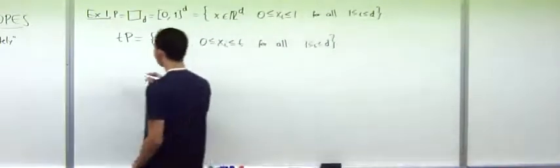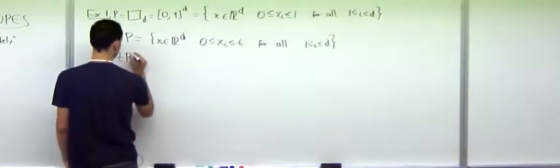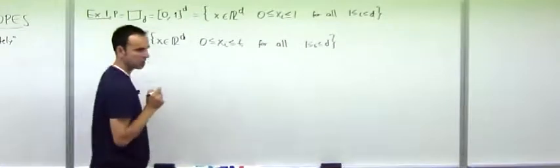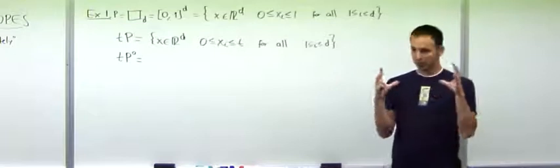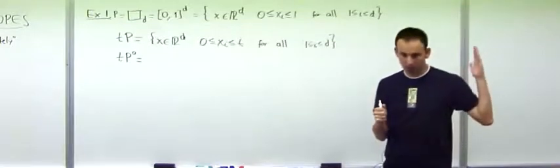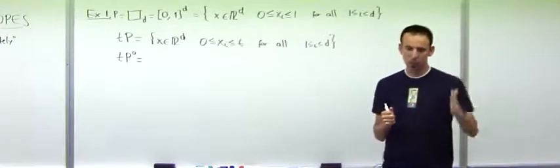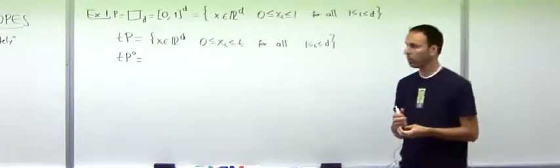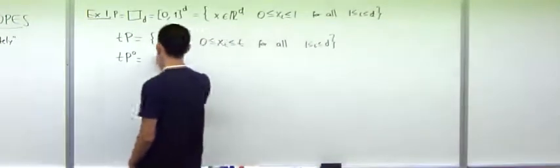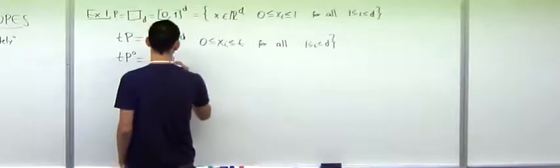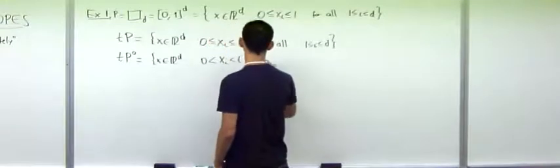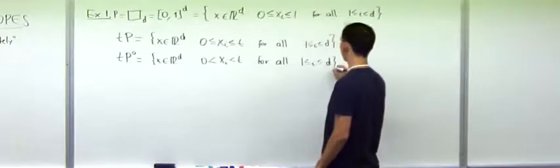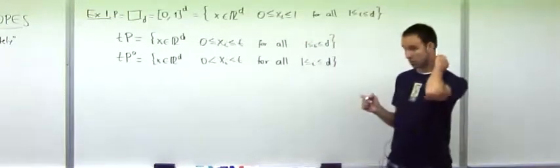And then if we consider the interior of that, what we're doing is that we are looking at the points that satisfy these inequalities, but they should not satisfy any equalities. Because if you satisfy an equality, that means that you're on a facet. And so we just take the same thing, we just make our inequalities strict. So those are tP and tP interior.